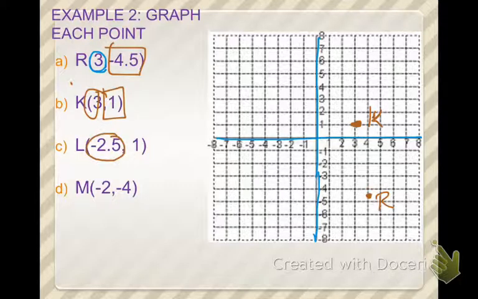Start at 0, 0. And L says to do it negative 2.5. So we're going to go over negative 2.5. And then it says up 1. So then I'm going to go up 1. Notice it's still on the half in the middle of negative 2 and negative 3. But I just went up 1. And that will be L.